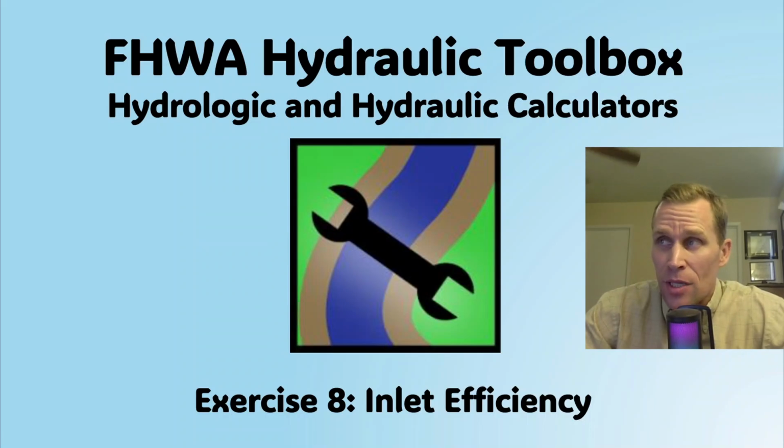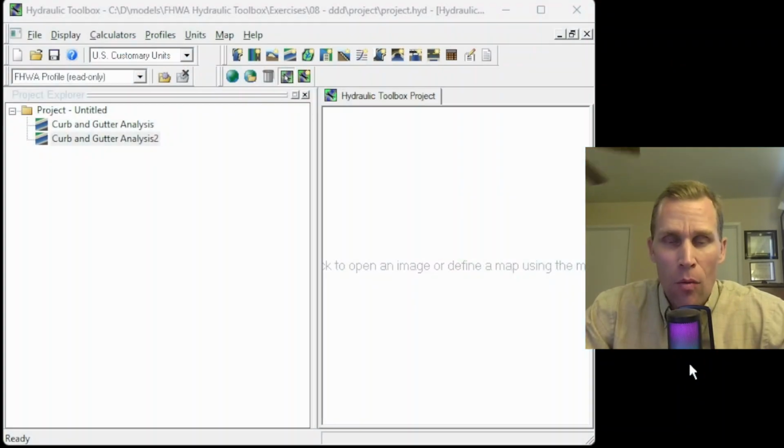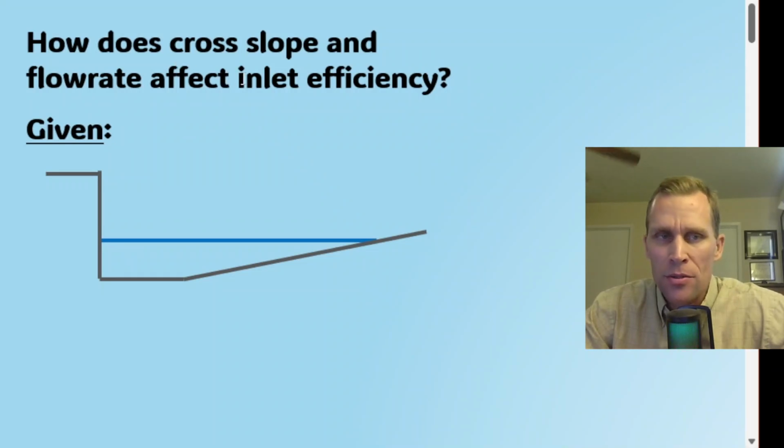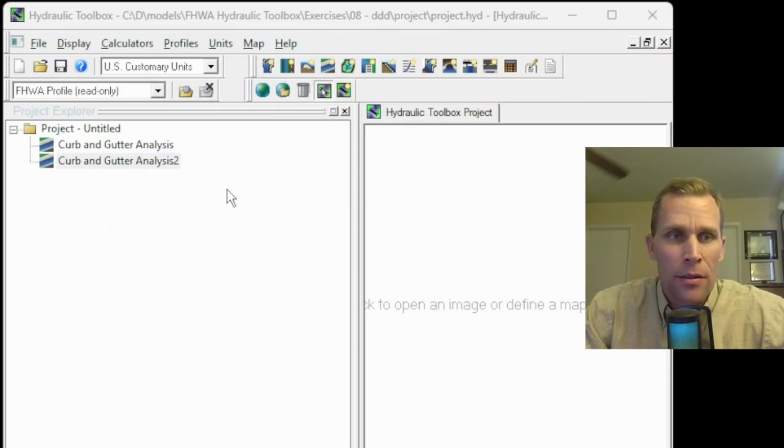I've titled this exercise Inlet Efficiency. What we're going to be doing is answering the question right here: How does cross slope and flow rate affect the inlet efficiency using the curb and gutter calculator?